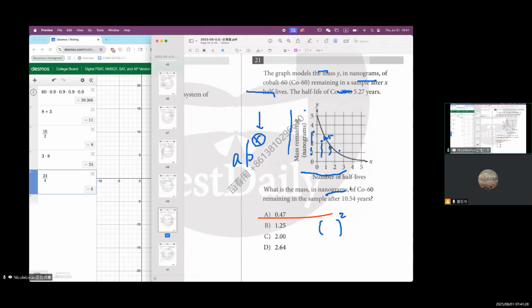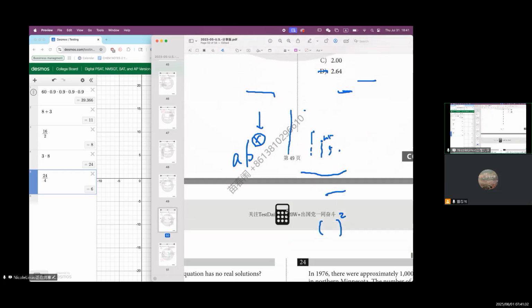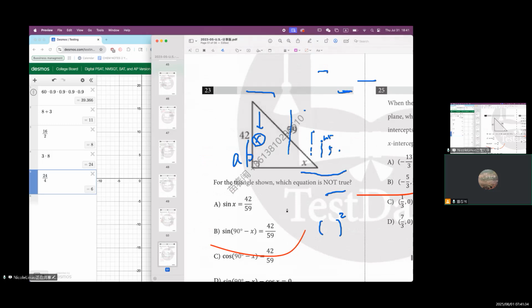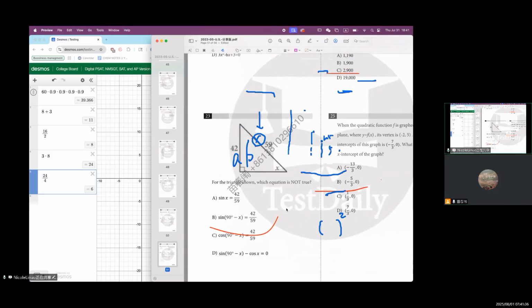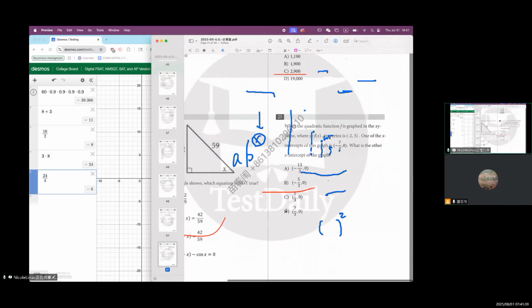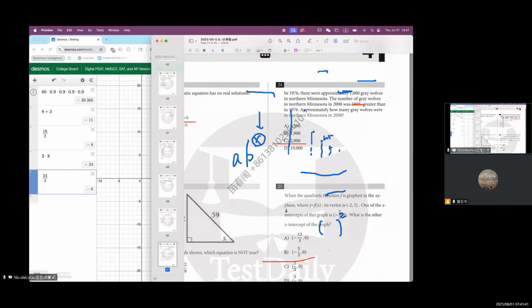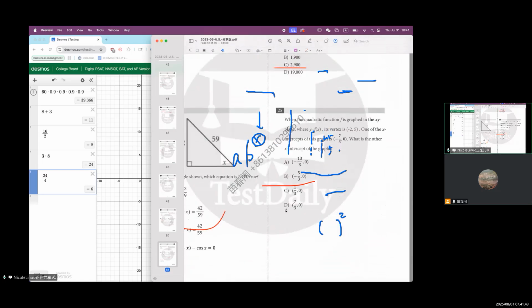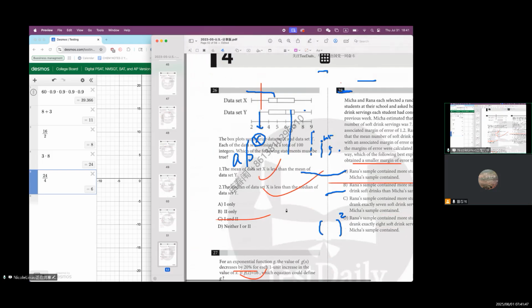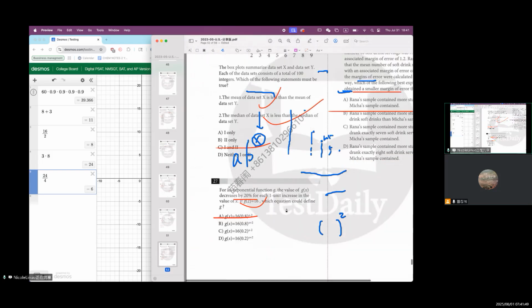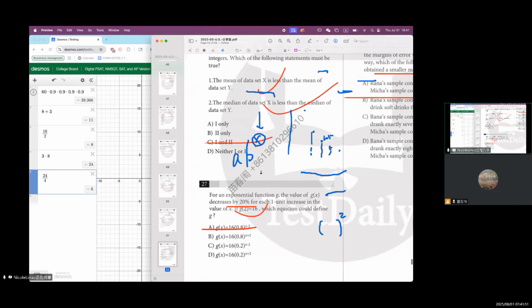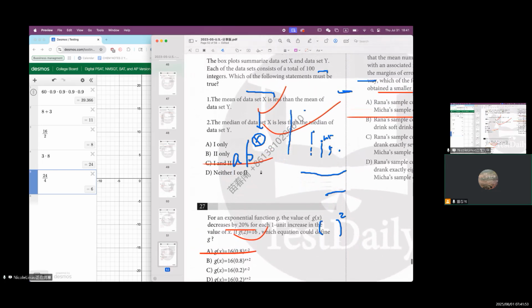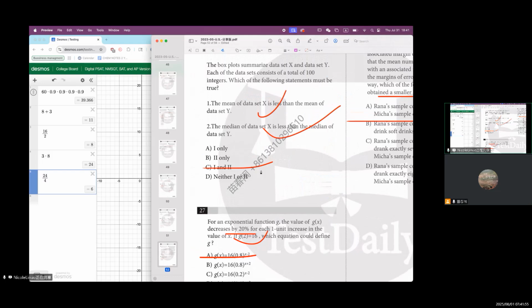Got it. 23. 22 is C. I put B. 24, I put C. 25, I put B. 26, I put C. 26. Oh no. Okay, B. Oh, so fast. Okay.